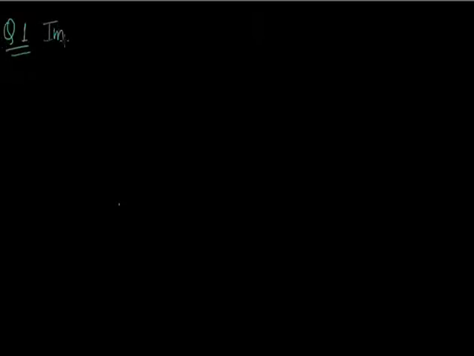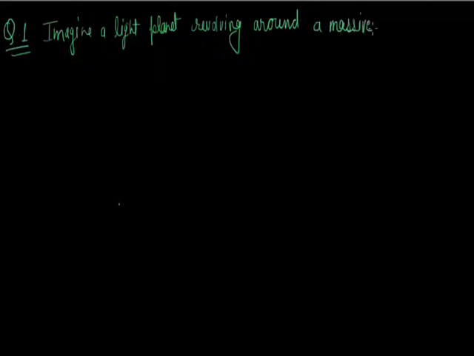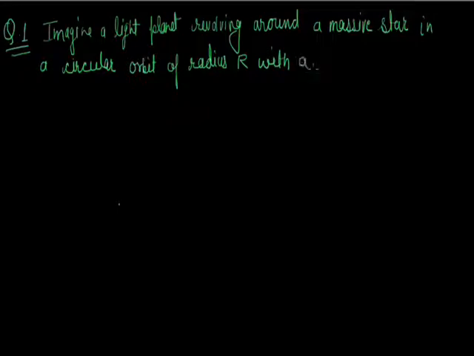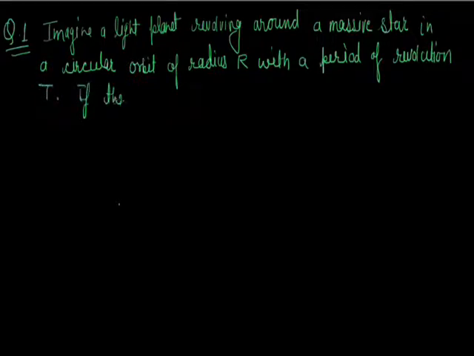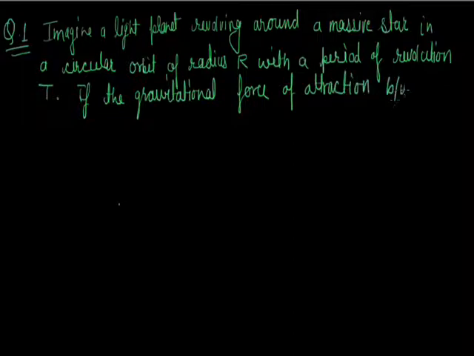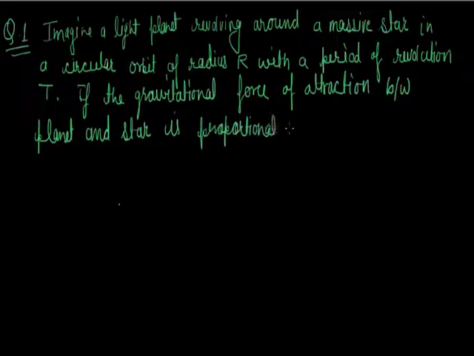First is, imagine a light planet revolving around a very massive star in a circular orbit of radius r with a period of revolution capital T. If the gravitational force of attraction between planet and a star is proportional to r raised to power minus 5 by 2, then we have to find the dependence of T square on the r.